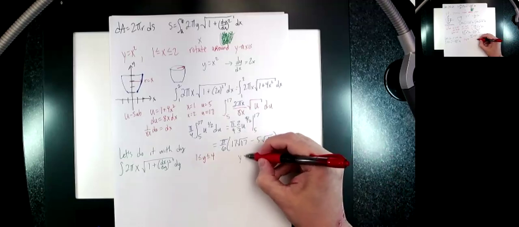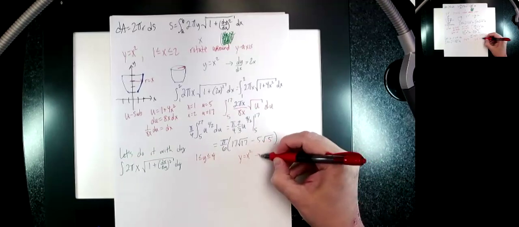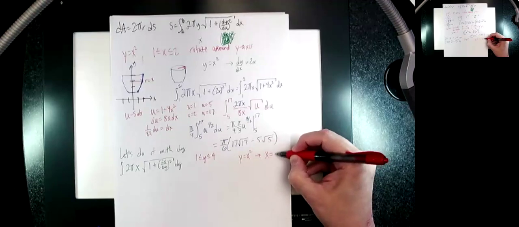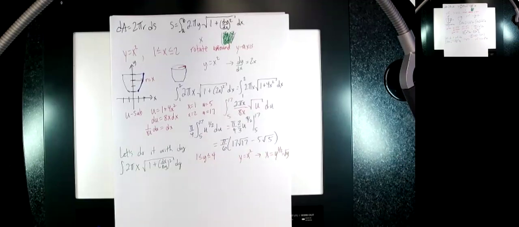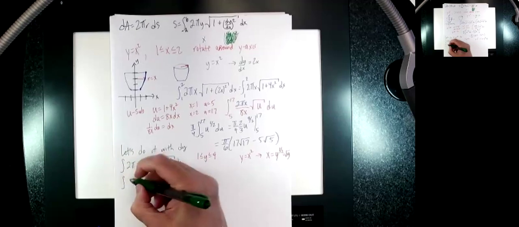And y equals x squared. We take the square root of both sides. We get x equals y to the 1/2, or square root of y. In fact, that's what I'll put in here for that x right there. Square root of y.